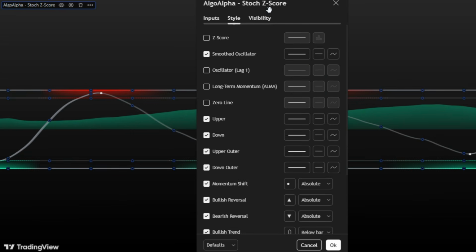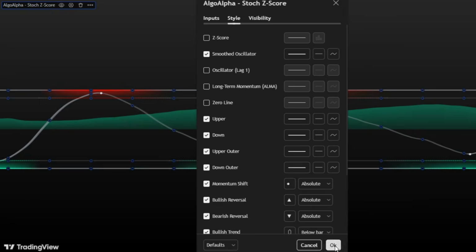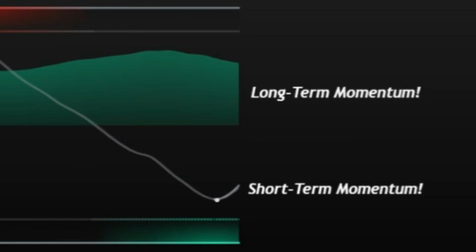As for the Styles tab, there's really nothing to change there. Everything looks perfect just the way it is. This white midline you see floating on the indicator represents the short-term trend momentum, while the colored band shows long-term trend momentum. The relationship between these two values is what creates those precise entry signals and allows the indicator to track price movements with incredible accuracy.